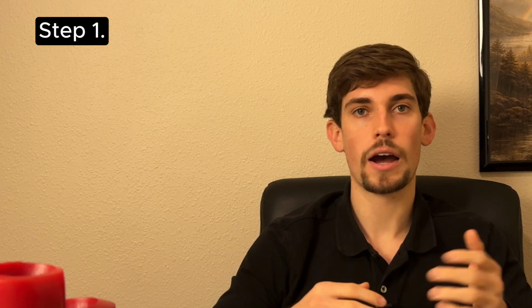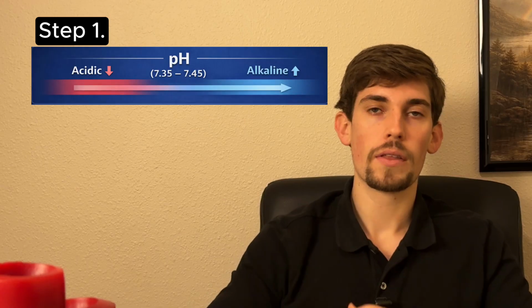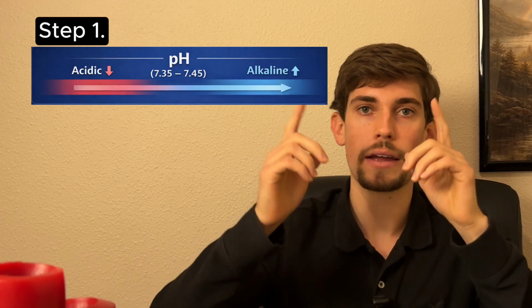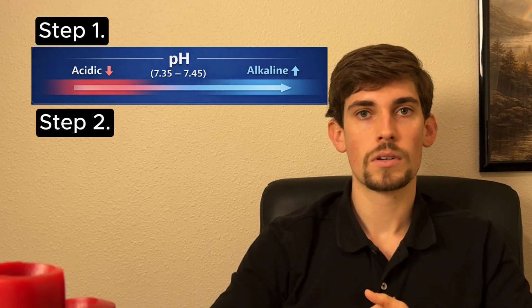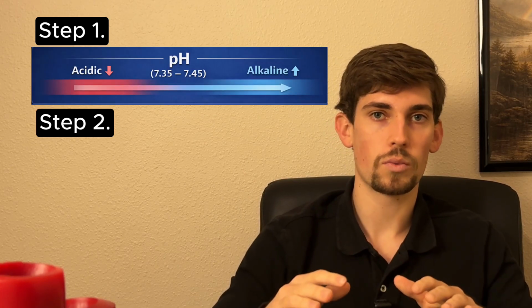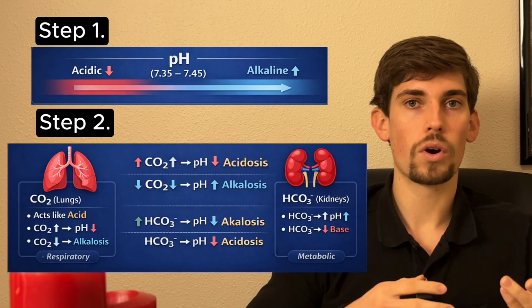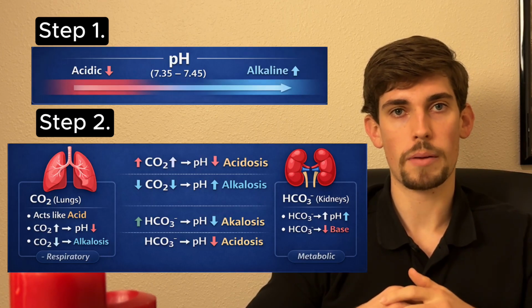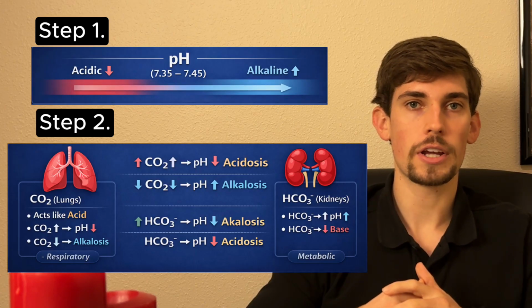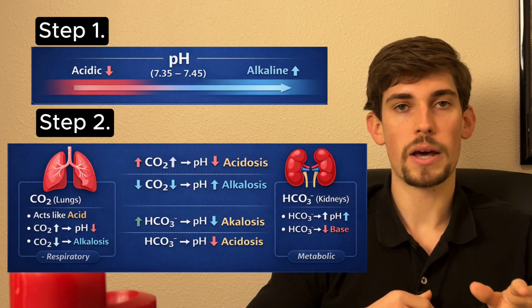So step one in solving one of these problems, we're going to identify the direction by starting with the pH. If the pH is low, the body is acidic. If the pH is high, the body is alkaline. Next, we're going to find the cause. What's causing the pH to move this way? So we're going to look at CO2 and HCO₃. Which one is pushing the pH in that direction? Here's a clean rule to remember. If CO2 is causing the change, it's respiratory. If HCO₃ is causing the change, it's metabolic.